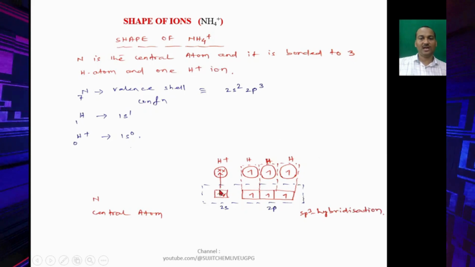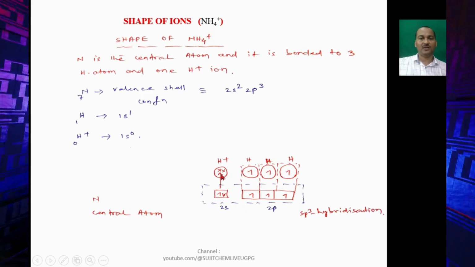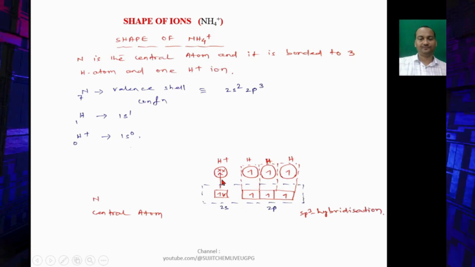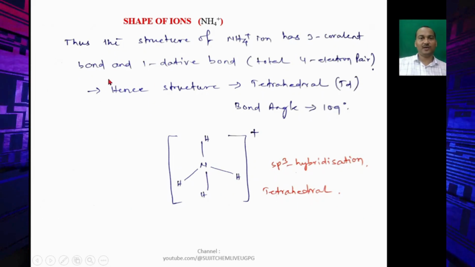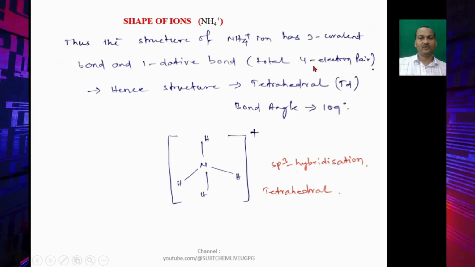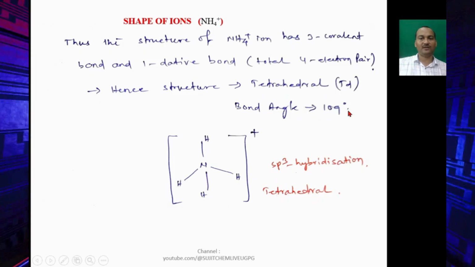So as a result we have 4 electron pairs, 3 bond pairs and 1 dative bond. Thus the structure of the ammonium ion has 3 covalent bonds and 1 dative bond, so in total we have 4 electron pairs. So hence the structure is tetrahedral, bond angle 109.